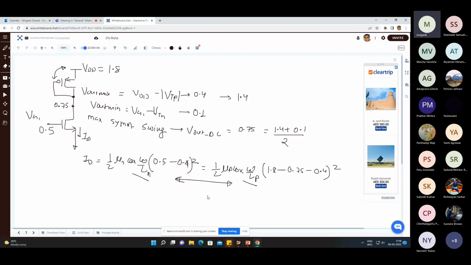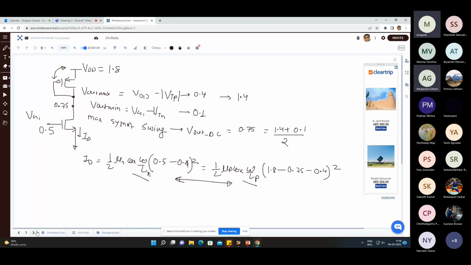So although in this device we say that the available swing is still decent as compared to the current source load, definitely it is lower, but still V out max and V out min are decent. But if you talk about max symmetric swing, in order to get the max symmetric swing, the sizing constraints are further complicated. So that is something you should be aware of. Okay, so I hope this is clear, right?